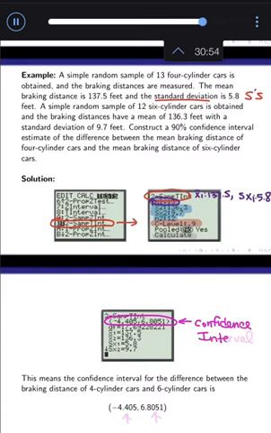Okay, so the confidence interval begins at negative 4.405 and ends at 6.8051, and it will depend on how they want you to round that, but MyMathLab will tell you exactly how to round. But that's all there is to it.